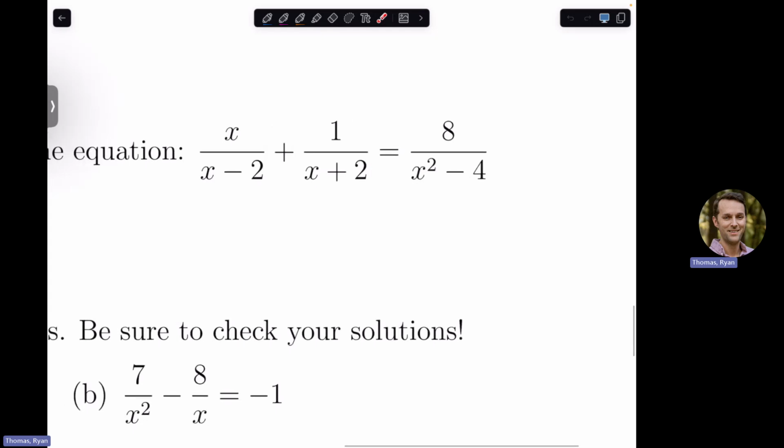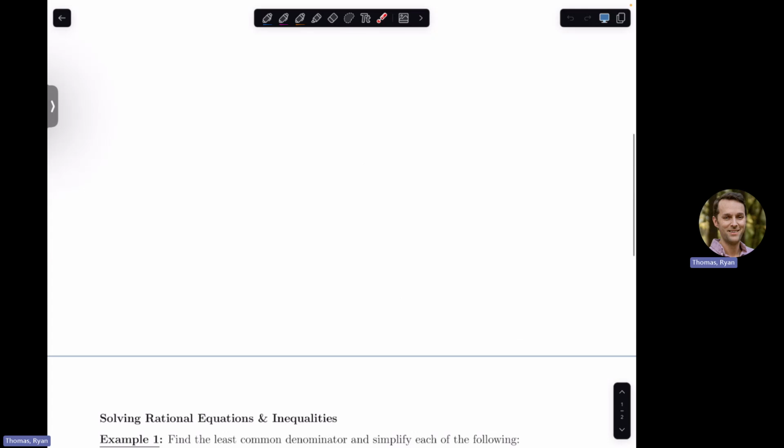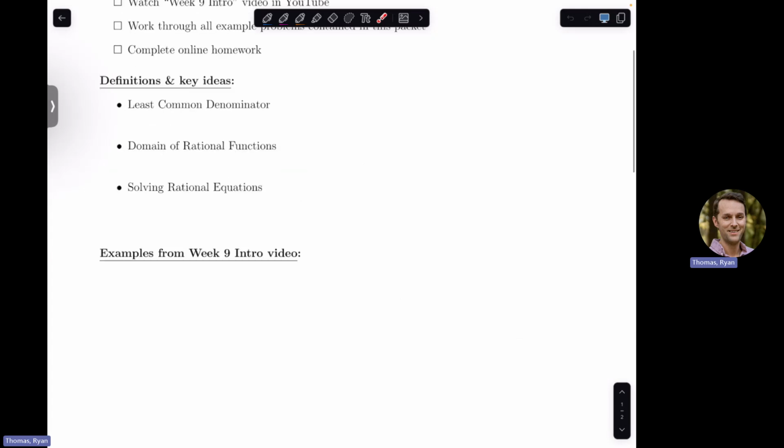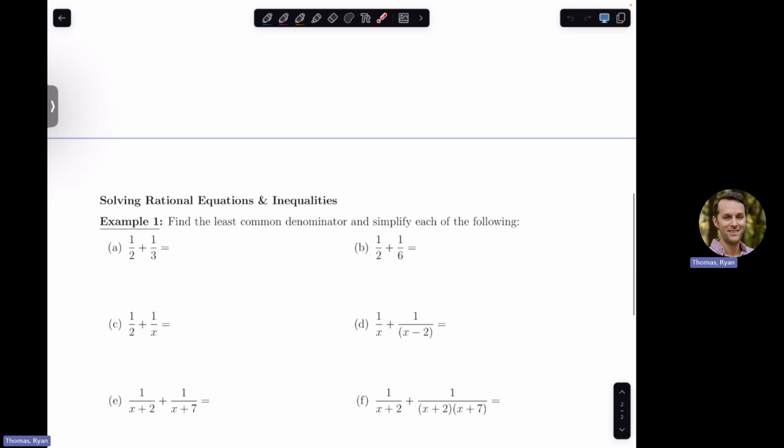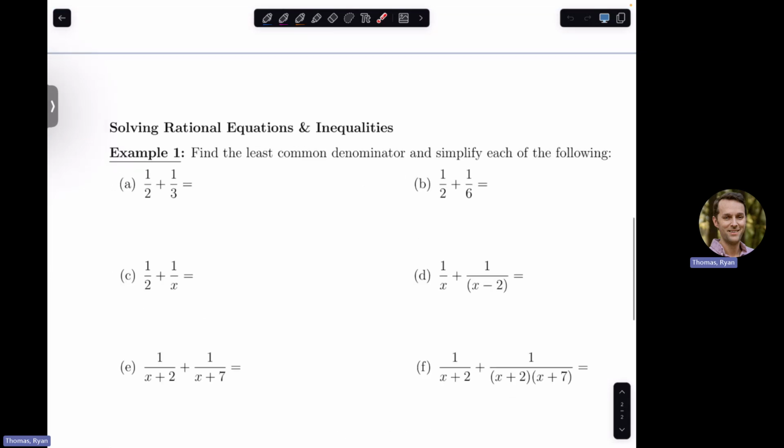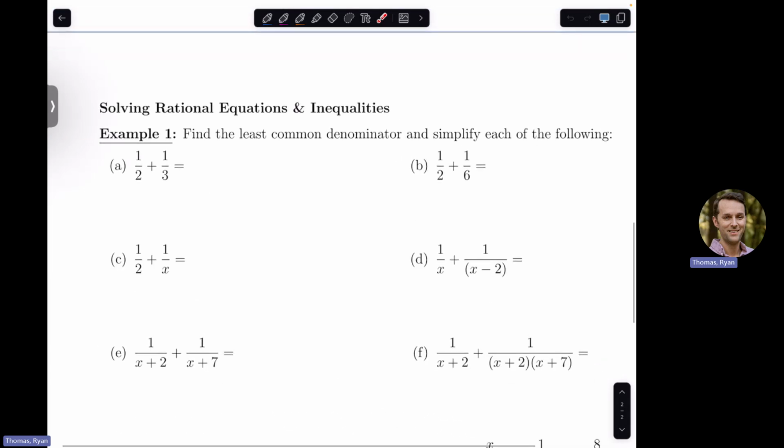So to get into that and to figure out how we're going to handle these, first we need to review some fraction stuff. So we're going to lean pretty heavily on the idea of a least common denominator. So for starters, here are a bunch of fractions. We're adding them together, but start small. Start with something like a half plus a third. How do we find a least common denominator for those two things?